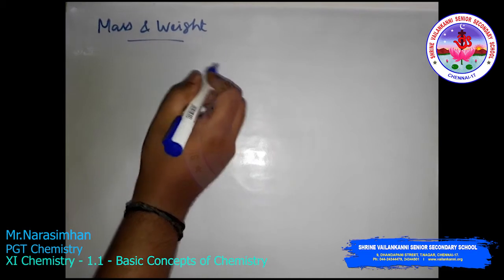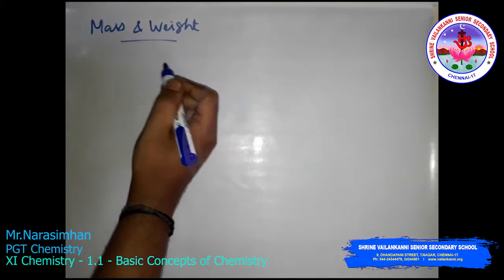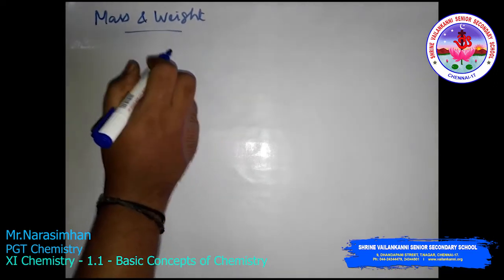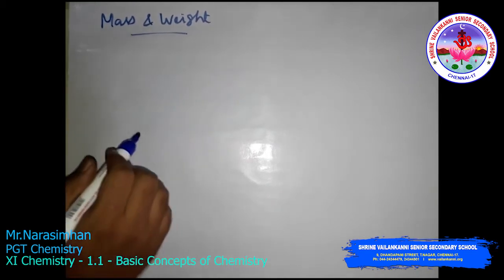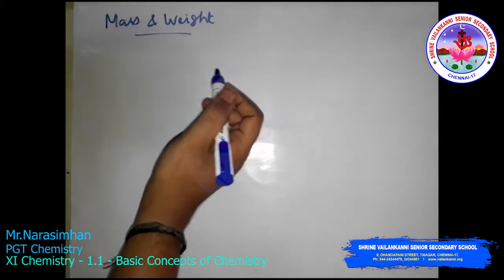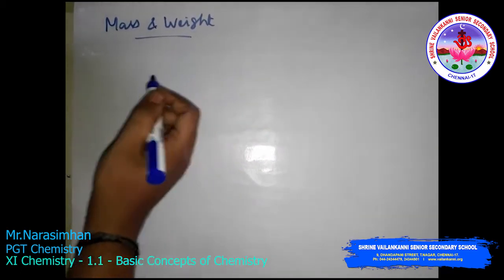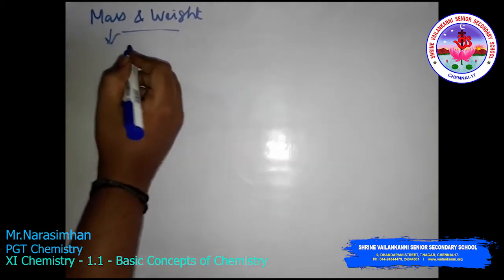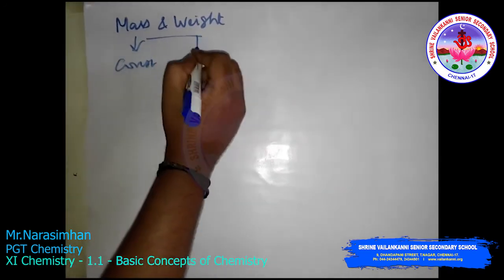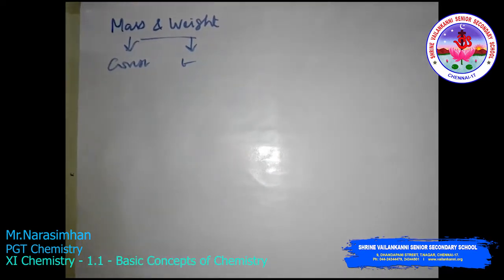Mass of a substance is the amount of matter present in it, while weight is the force exerted by gravity on an object. So mass is the amount of matter present, that is how much space is occupied. Weight is the force exerted by gravity on the object. The mass of the substance is constant, but the weight may vary from one place to another place.